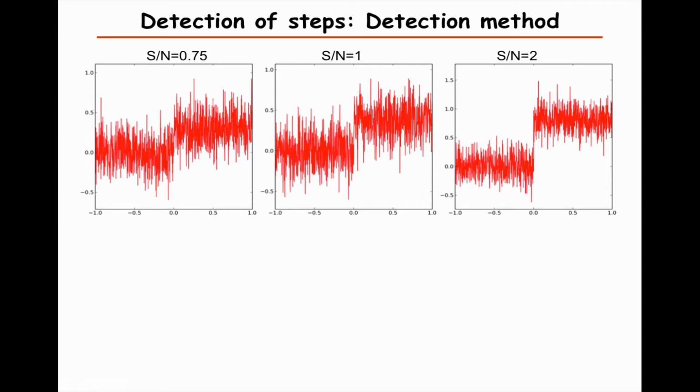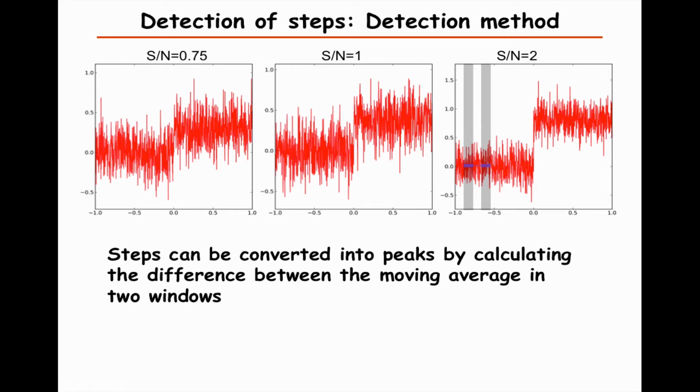Okay, a simpler method would be to calculate a moving average in two windows and take the difference between them. When both windows are on the same side of a step, the difference will be close to zero. When they are on different sides of the step, we have a value, and then it again goes down to zero. So we're going to convert the steps into peaks in this way.